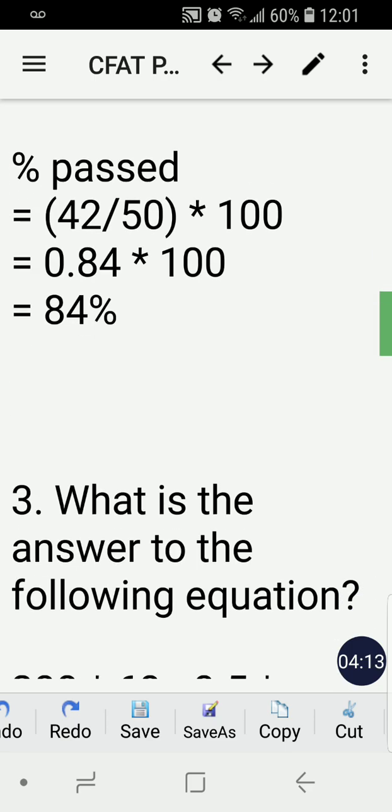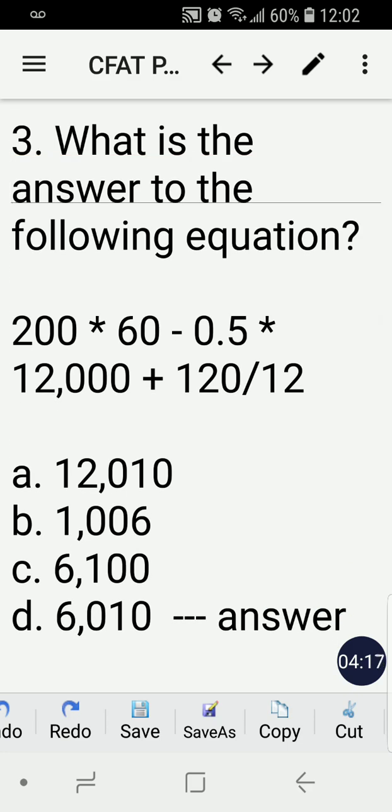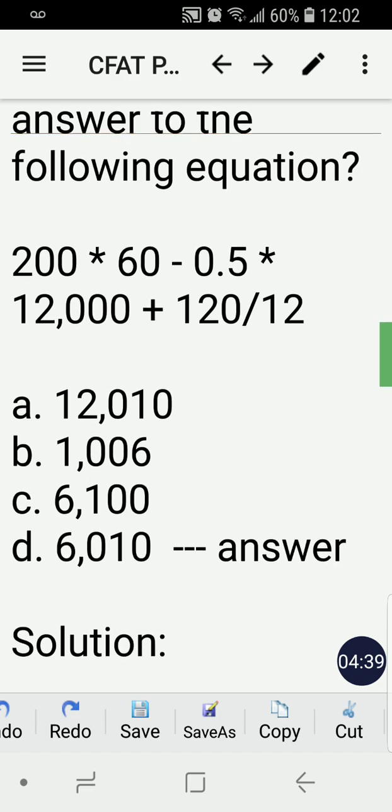Okay. Number 3. What is the answer to the following equation? So 200 times 60 minus 0.5 times 12,000 plus 120 divided by 12. Here are your choices, and the correct answer is letter D, 6010.